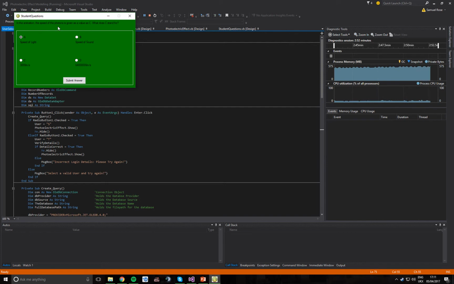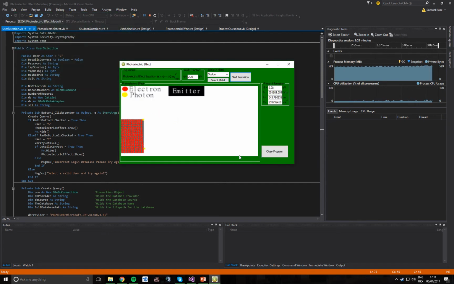In the animation, the speed of photons is given as a value as c. What does c stand for? C in this case is the speed of light. Correct answer, and it loads back here with the exact same parameters as you had before.